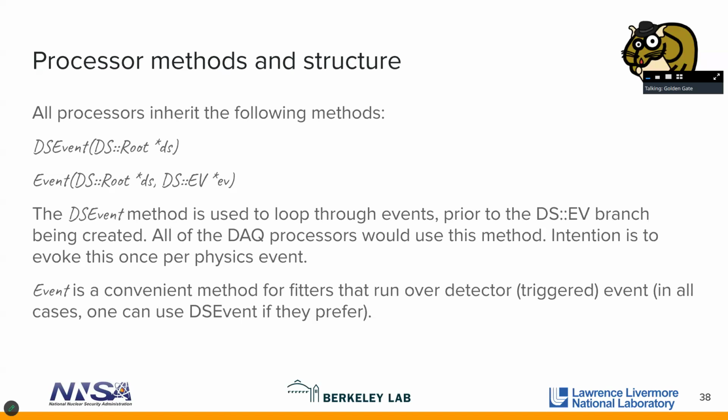The event branch is a convenient method. It's not necessary. You can always use the DS event, but the event method automatically will loop over the detector triggered events, so you don't need to worry about looping over the triggered events. One example where you would typically use that is in your fitter. You want to fit all of the triggered events rather than just the simulated events. So in the fitter, by overloading the event class, you would accomplish this without needing to worry about it. That is done automatically. The distinction makes sense? That's clear.